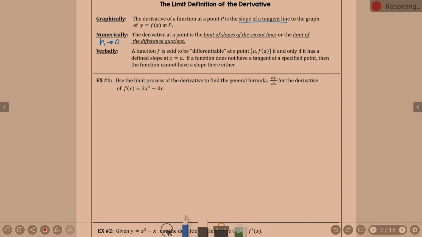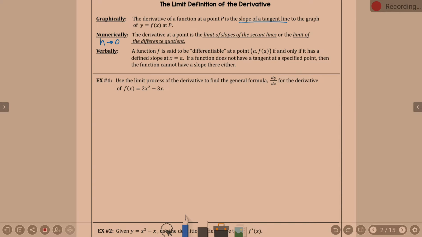Verbally, a function f is said to be differentiable at a point if and only if it has a defined slope at x equals a. If a function does not have a tangent at a specified point, the function cannot have a slope there either. Something is differentiable if you can take the derivative. If the derivative doesn't exist at that point, it's not differentiable.